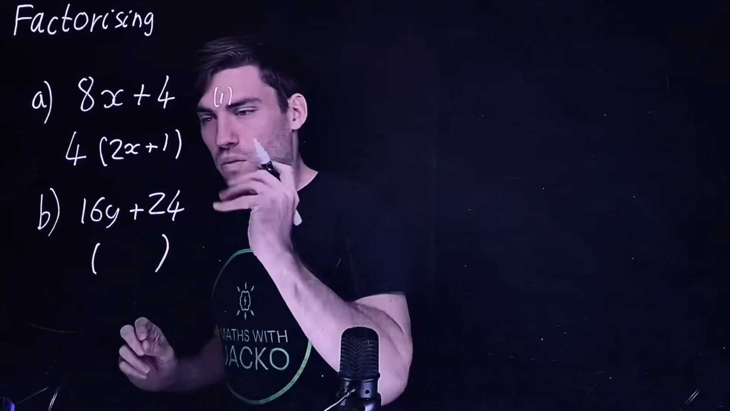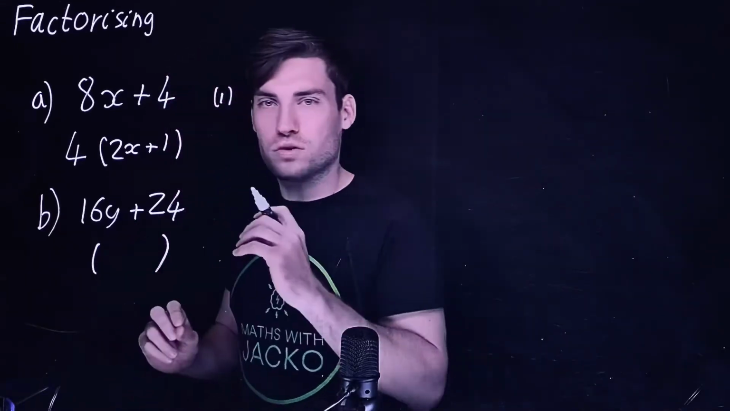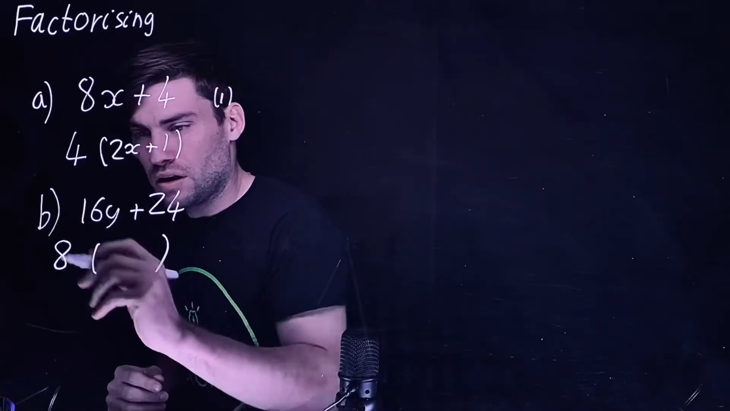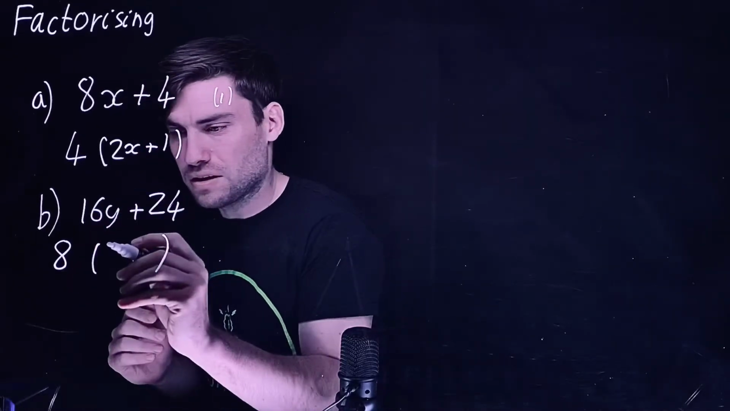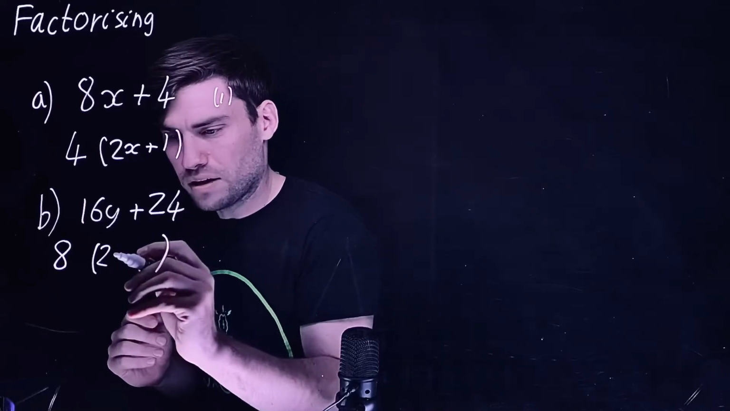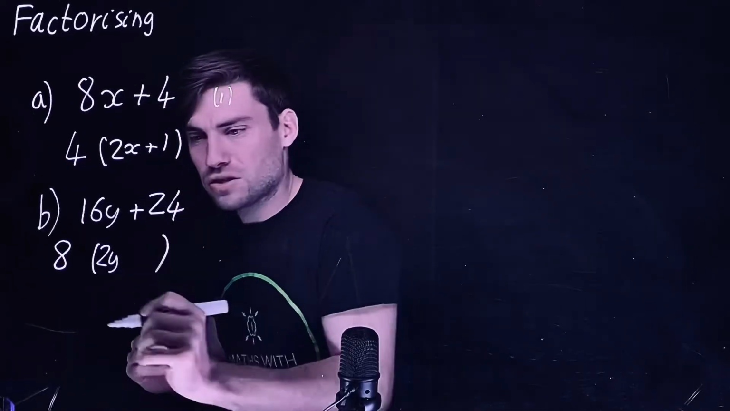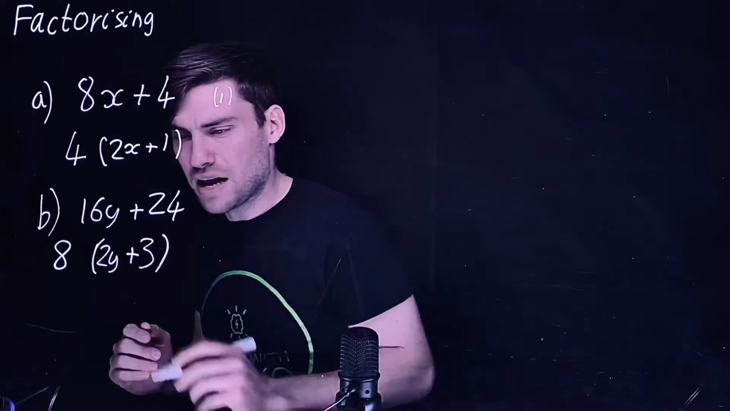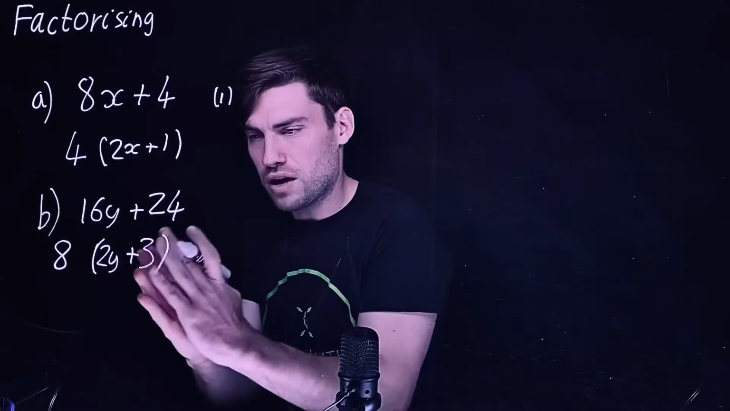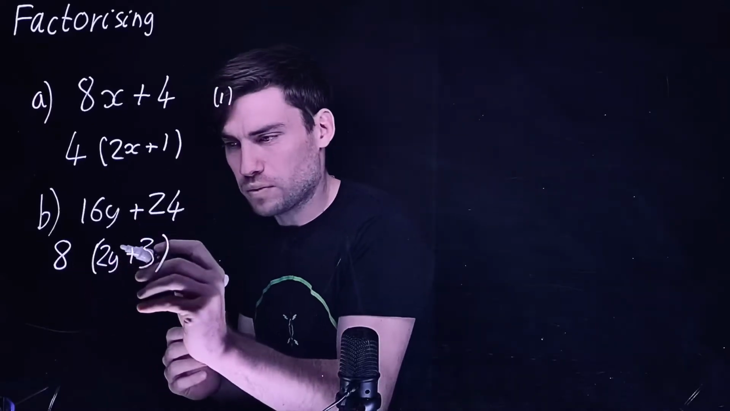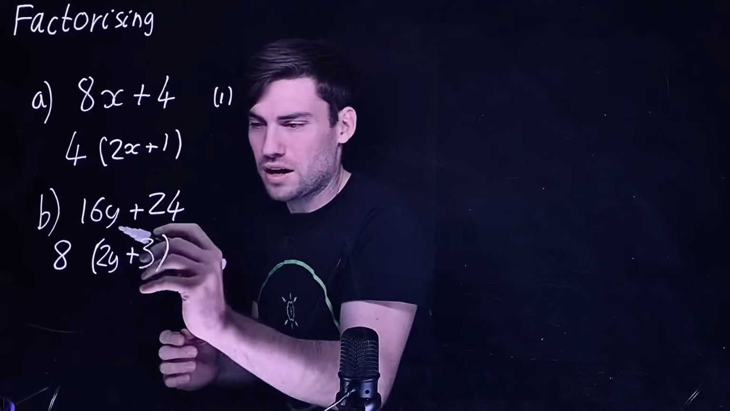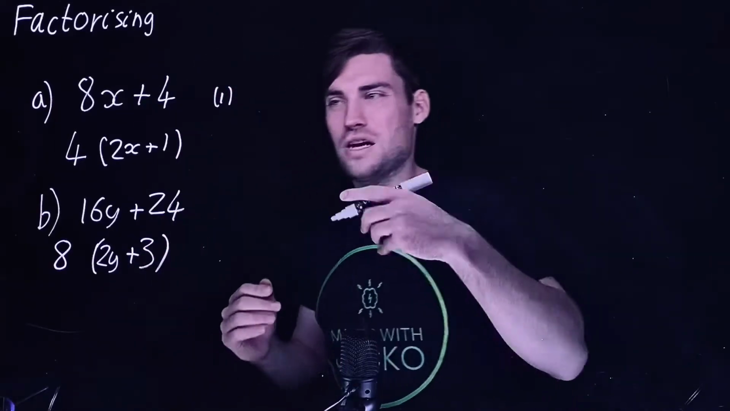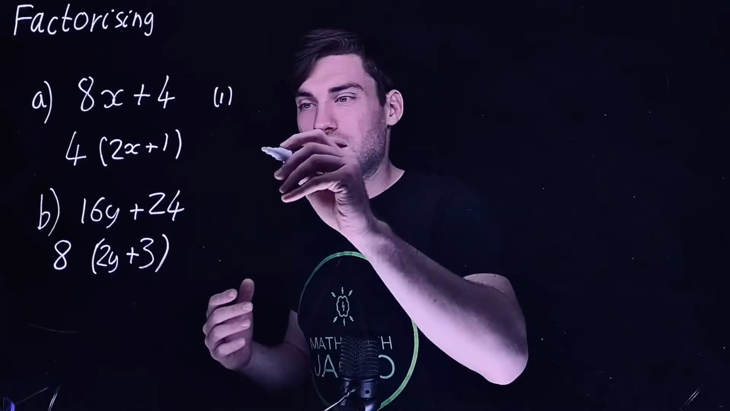So what's the biggest number that goes into 16 and 24? Hopefully you've seen it is 8. Now how many 8s go into 16? That is 2, and there's a y. How many 8s go into 24? That is 3. So my answer is 8 bracket 2y plus 3. To check that, 8 multiplied by 2y is 16y, and 8 multiplied by 3 is 24. There you go. So let's do another one, and then we'll slowly step it up.